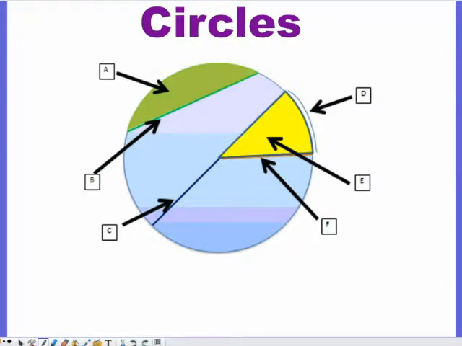We need to know what different parts of a circle are called. Part A is called a segment, and it does look like an orange segment. Part B is a chord. This is a line going from one side to the other of a circle, but not going through the middle. If it goes through the middle, or the center I should say, then that's called a diameter.